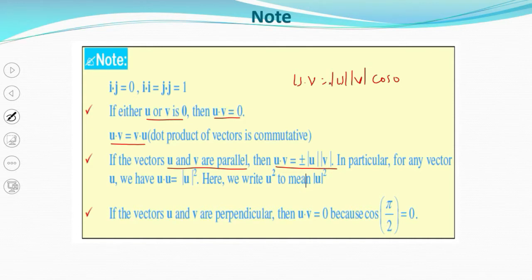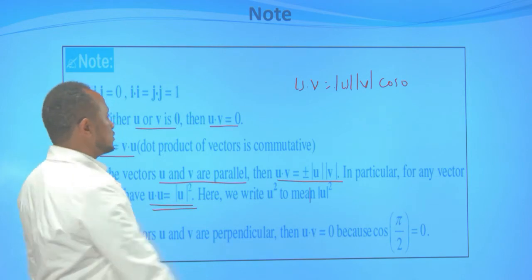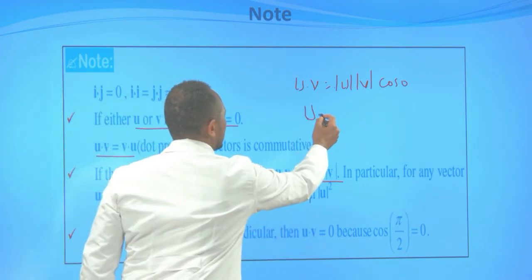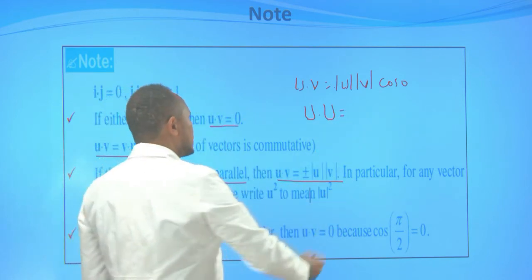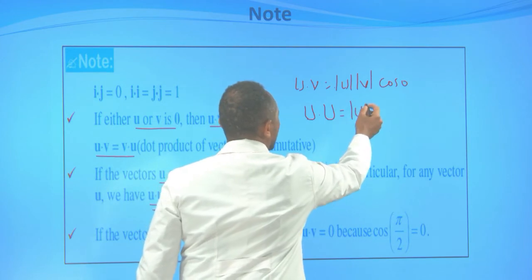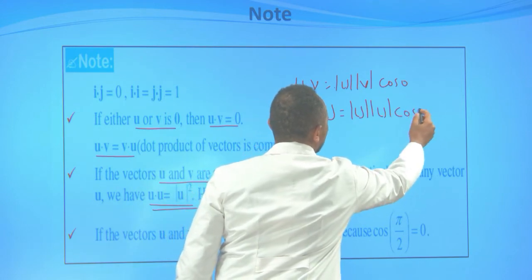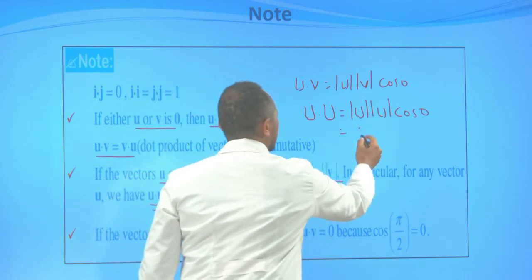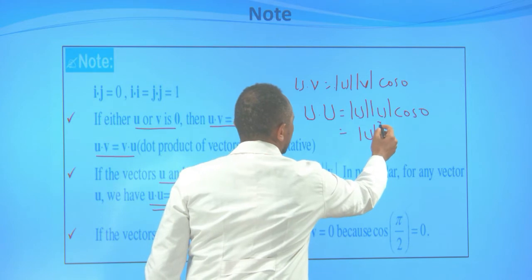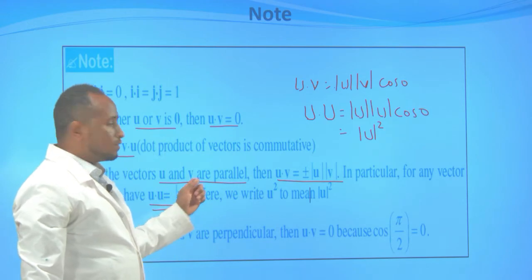In particular, for any vector u, we have a basic property: u dot u is magnitude of u times magnitude of u times cosine of the angle between u and u, which is 0. Therefore, cos 0 is 1, and we have magnitude of u squared. Therefore, u dot u is given by magnitude of u squared.